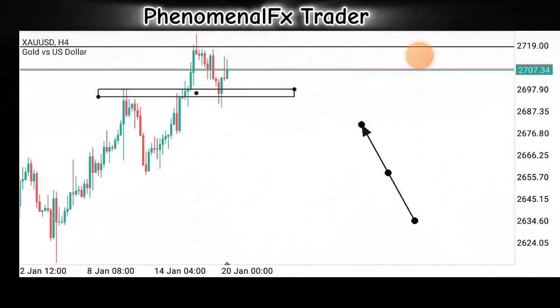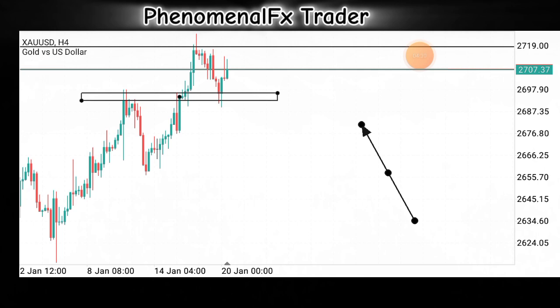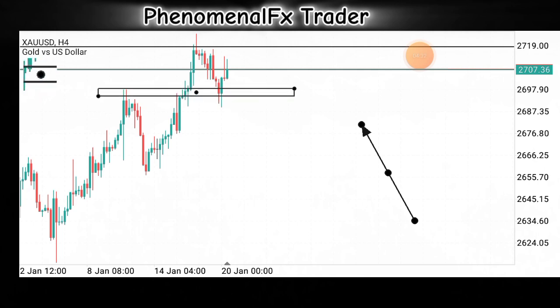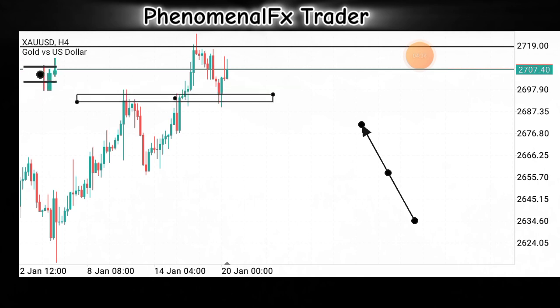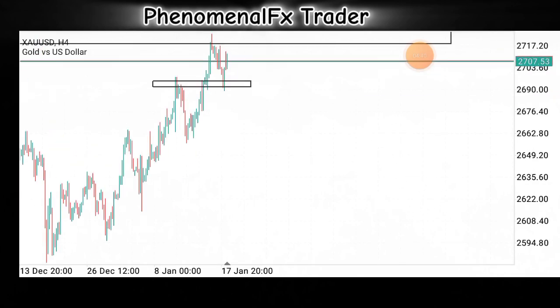In terms of the sells, we are expecting the market to sell, so we want the market to actually go below this zone. If it can go below this zone, then no problem. We are going to enter the market to make some sells.